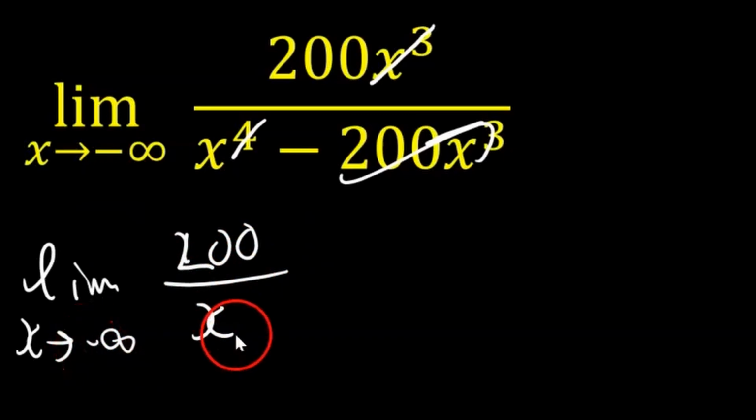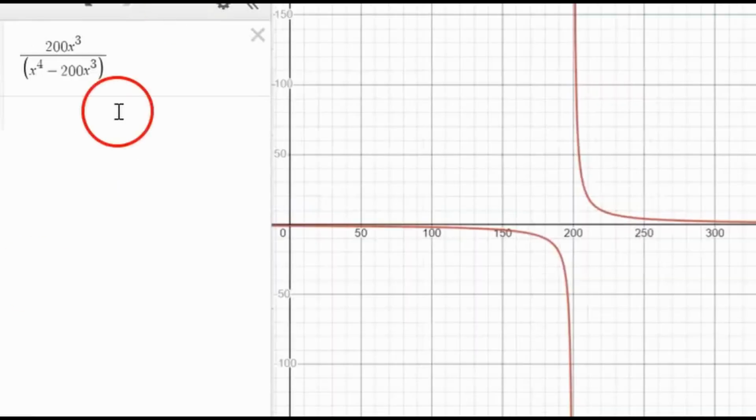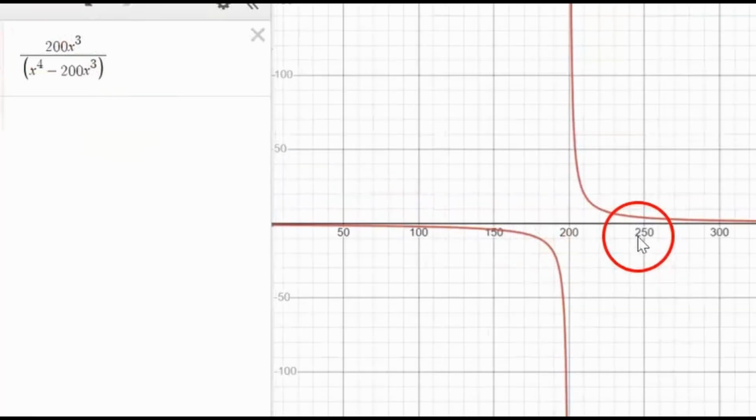It doesn't matter if it's negative or positive infinity, it's going to 0. It'll be negative on the negative side, but it'll go to 0. And I have it graphed here. This is the graph, and this is it.